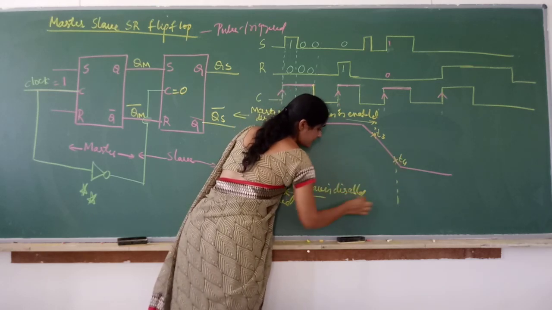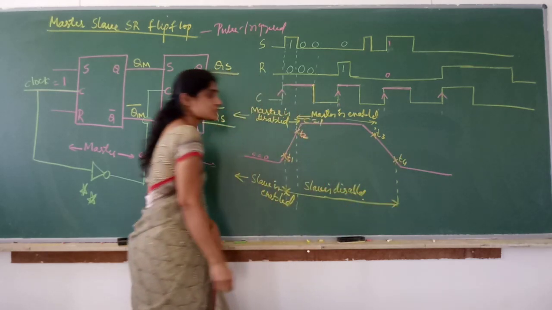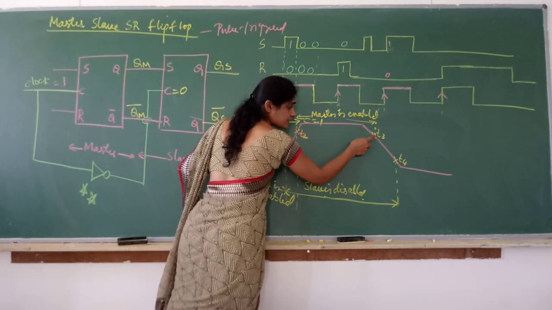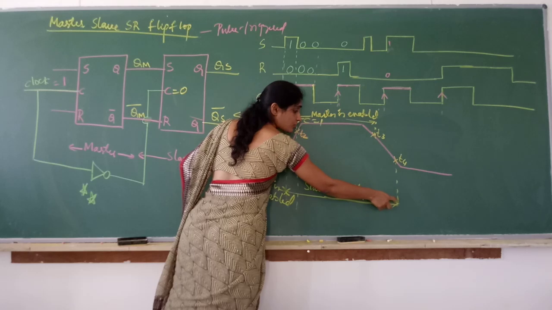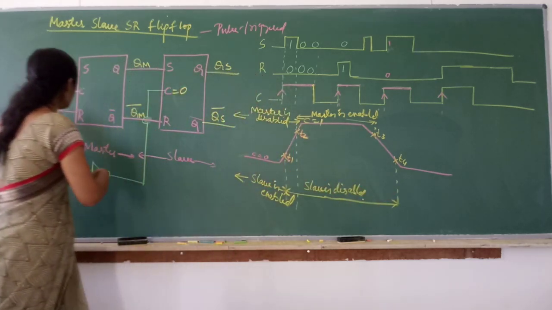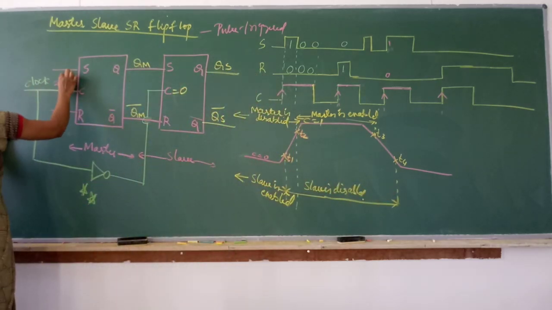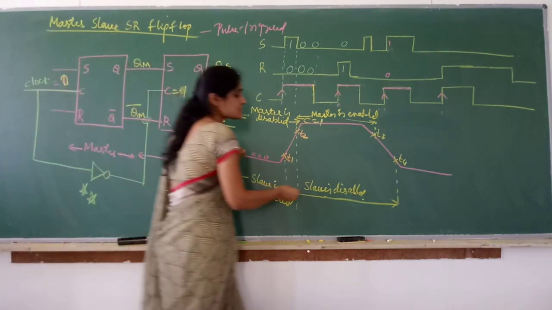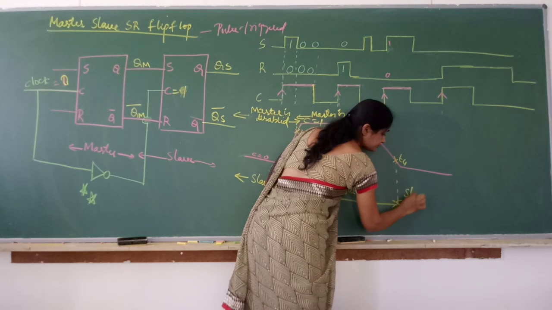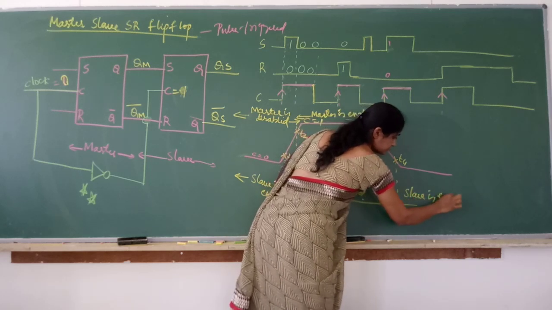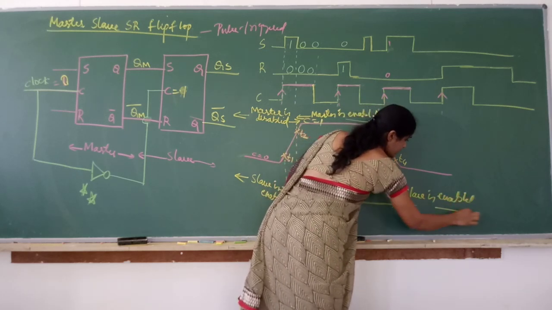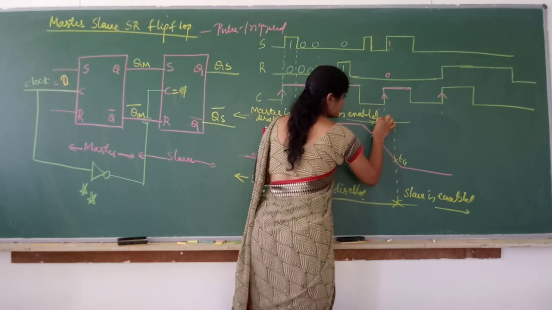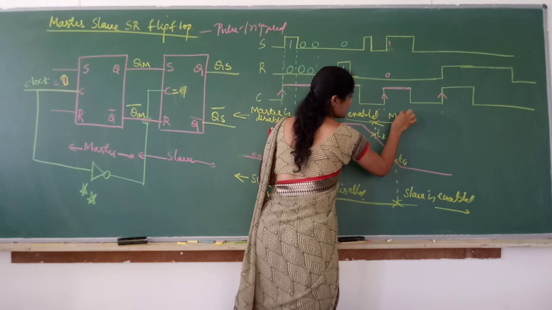Slave is disabled till T4. Till T4 slave will be disabled, but master will be enabled only till T3. Only after T4, what happens? Clock is becoming 0, so now the slave is getting 1 and the slave will be enabled. Whereas from here, only master will be disabled.